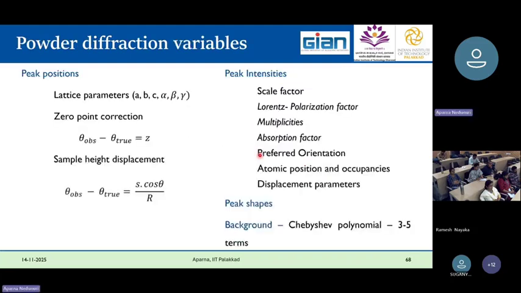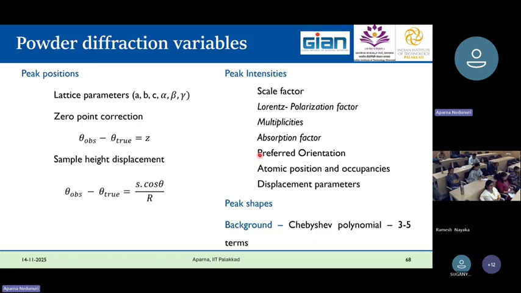And then we have multiplicity factors. We can have different HKL planes which are giving us this interaction. So we have multiplicity factor. We have absorption factor. Absorption factor is mostly related to the type of atom that is present. We have preferred orientation factor. When you have all the crystallites arranged in a single pattern, or aligned in a single nature, then that will affect the intensity of the peaks that you capture. The atomic position and the occupancy of atoms present in your unit cell will also affect the peak intensity, and other displacement parameters.